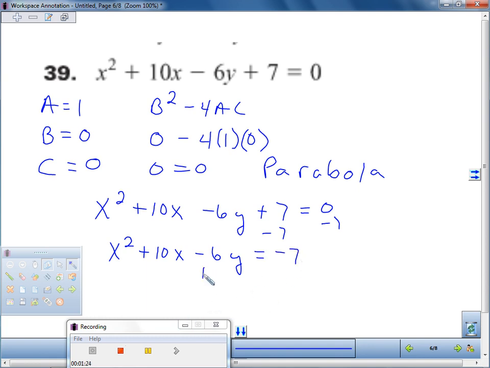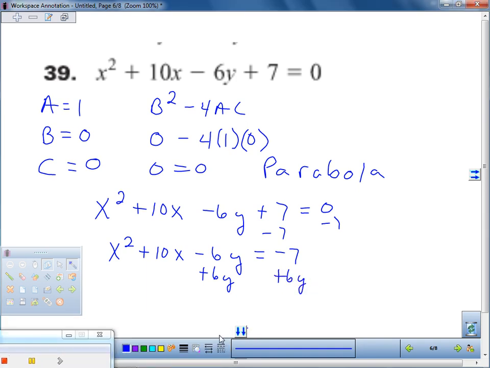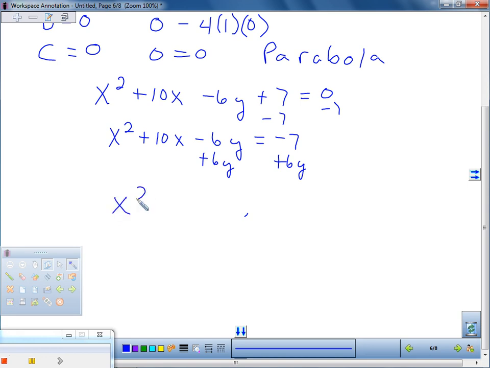I'm going to go ahead and move this over so I get plus 6y over here as well. So now we have x squared plus 10x is equal to 6y minus 7. Now we're going to complete the square here.